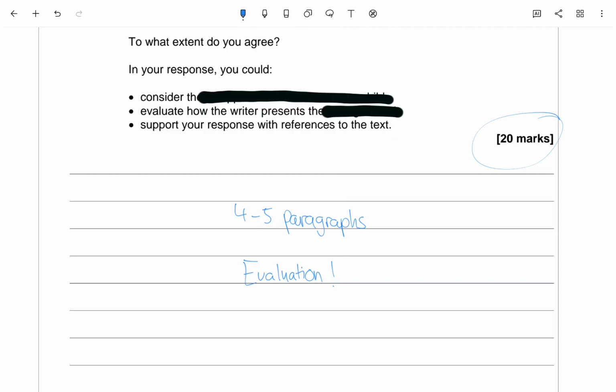So that's question number 4. Do not underestimate this question. 20 marks is a quarter of the paper, and it's 25% of English language paper 1. So you need to really spend some time preparing for this question.